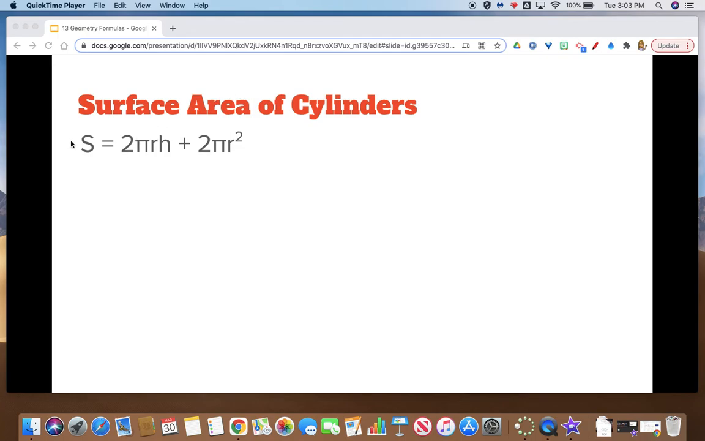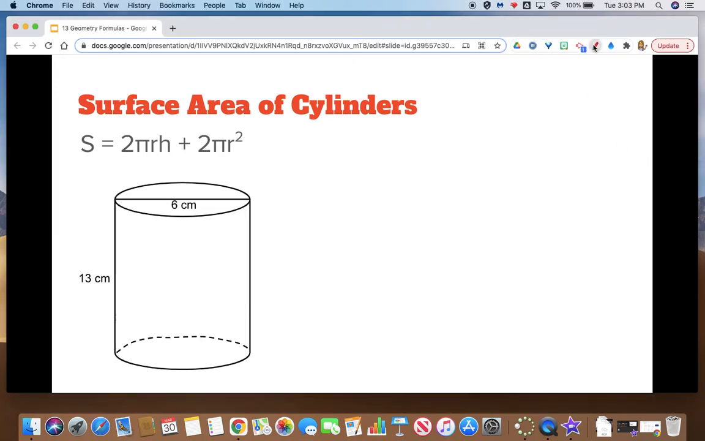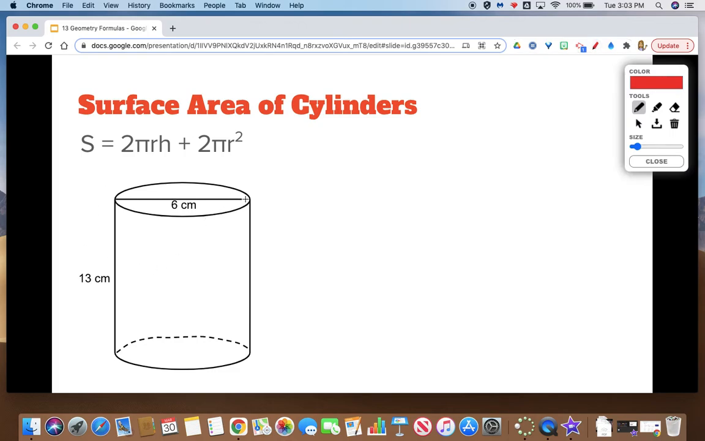For surface area of cylinders, we take 2 times pi times the radius times the height plus 2 times pi times the radius squared. Let's look at our first example. Remember that the diameter is the whole way across the circle, and the radius, which is what we need, is halfway across the circle. So if the diameter here is 6, our radius is half of that, which is 3.